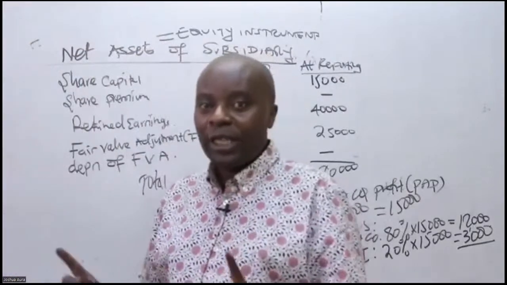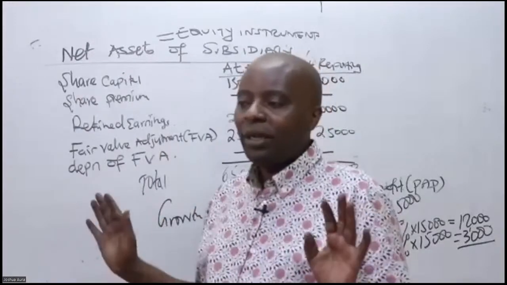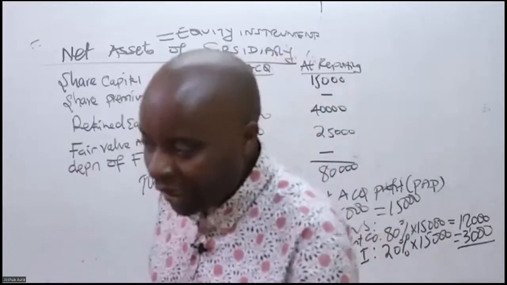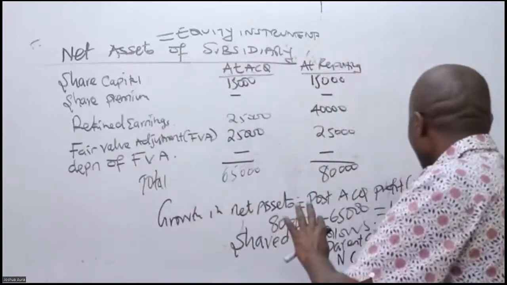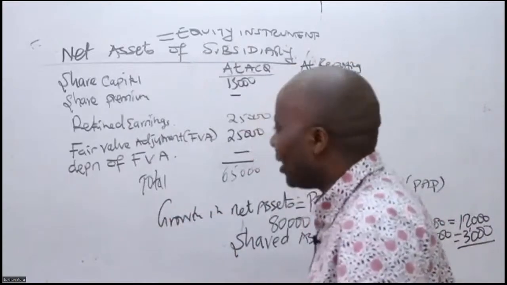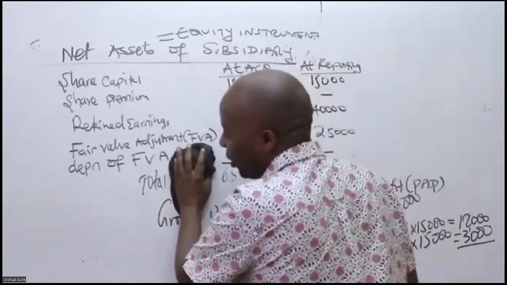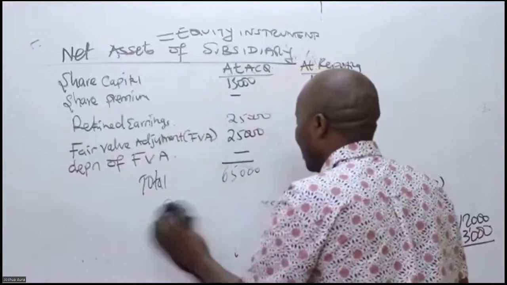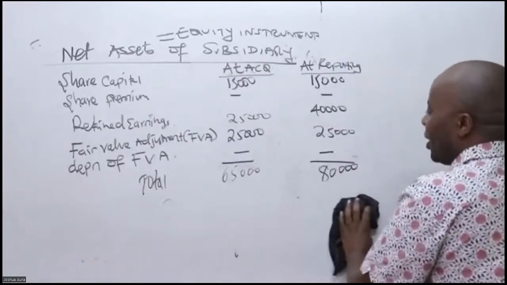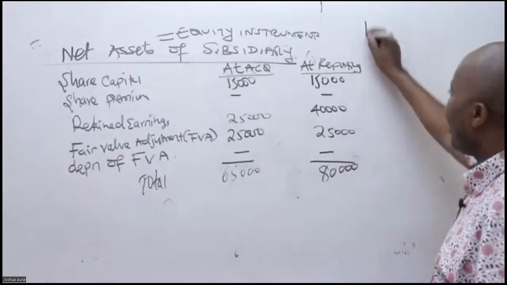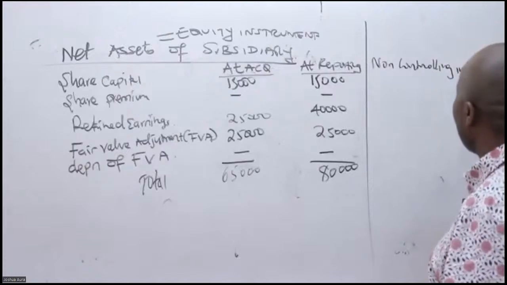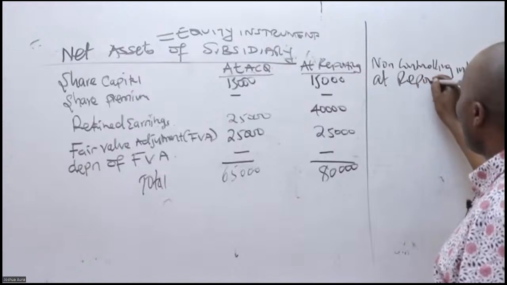Now, from henceforth, everybody is writing whatever we write here in Excel. Thanks, Leah. After this, the next working that I will do is the NCI working. You skip 2 lines there in Excel and go to the NCI at reporting. You mention there NCI at reporting, non-controlling interest.